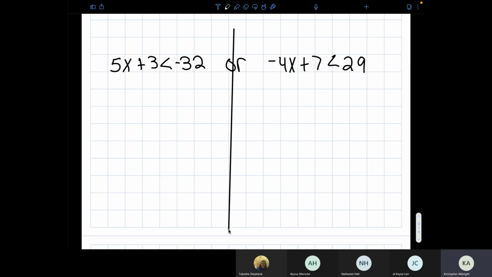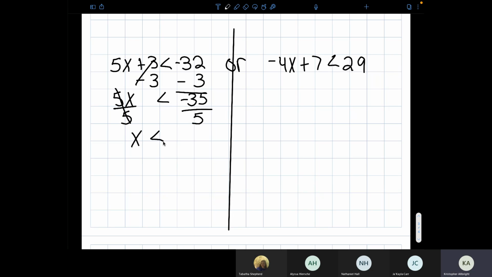So we're going to subtract our 3 across, subtract our 3 across. We're getting x by itself, which is going to be a theme. So that cancels. We end up with negative 35 right here. 5x is less than that. We divide by 5, divide by 5. That cancels. x is less than negative 7. Okay, so that's one part of our problem. Now we solve the right side.